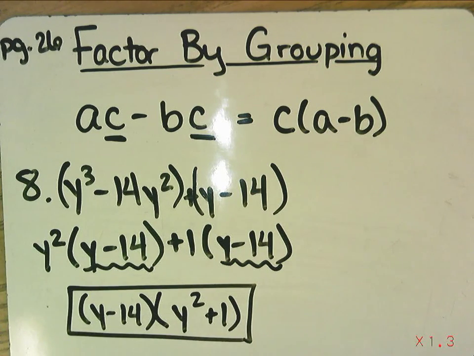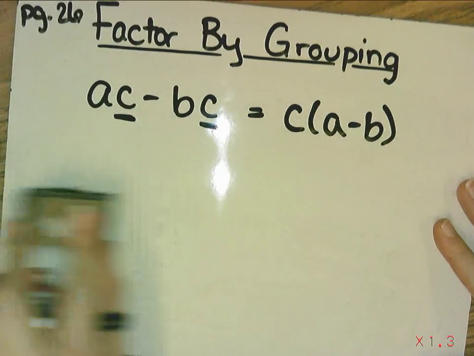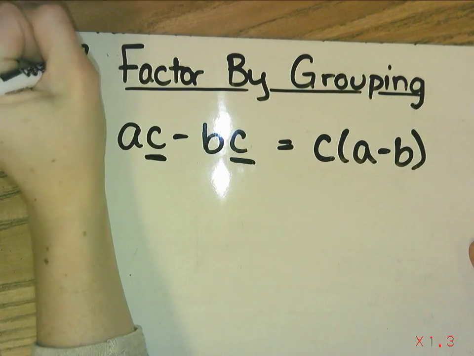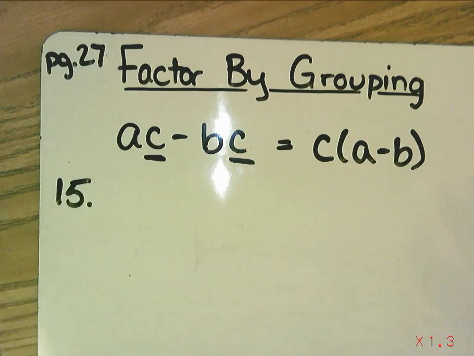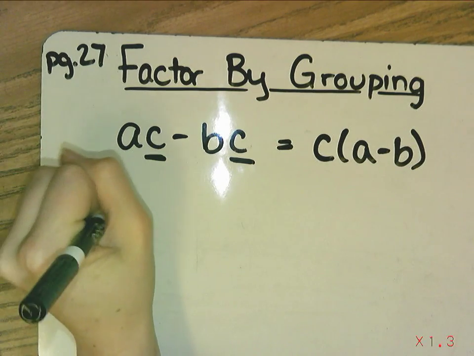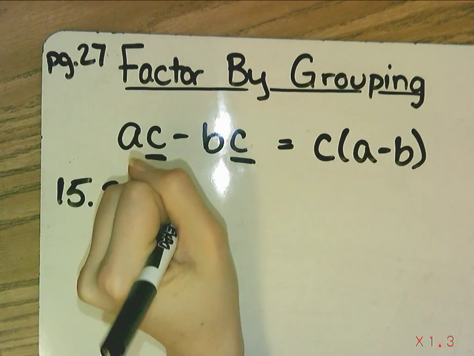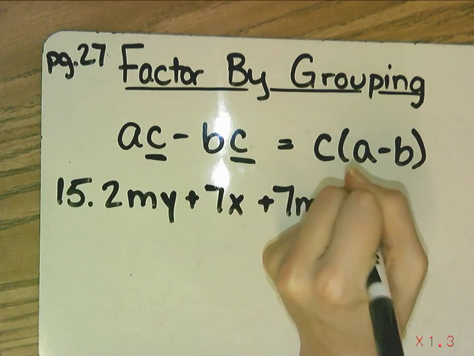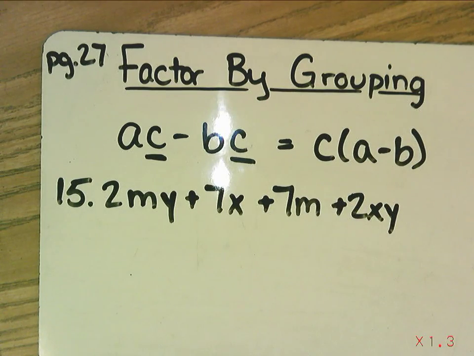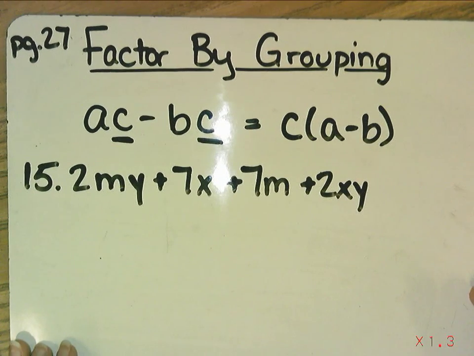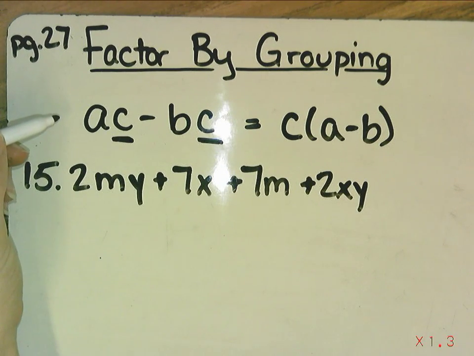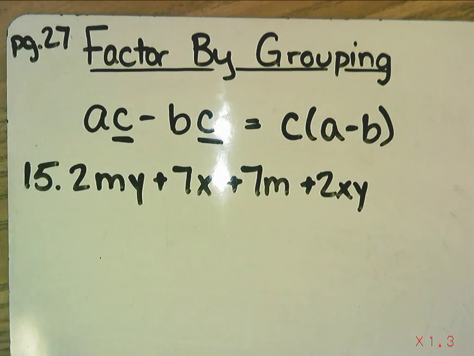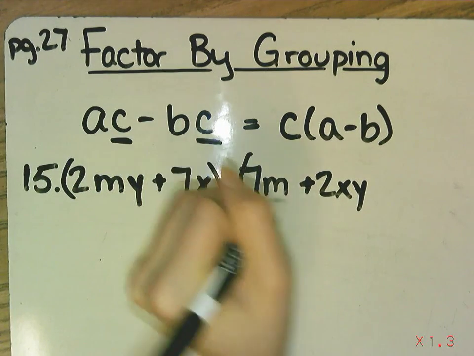We're going to try one that's a little more complicated. It's actually on page 27 in your packet. It's number 15. So number 15 is 2my plus 7x plus 7m plus 2xy. So again, I have a 4-term polynomial, and it doesn't look like this, but I can make it look something like this by grouping and factoring out the greatest common factor.